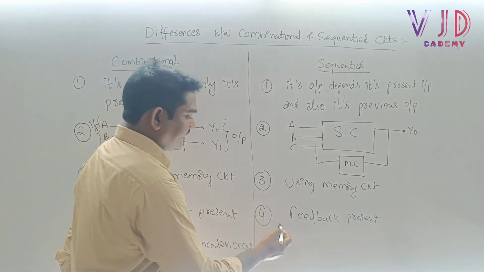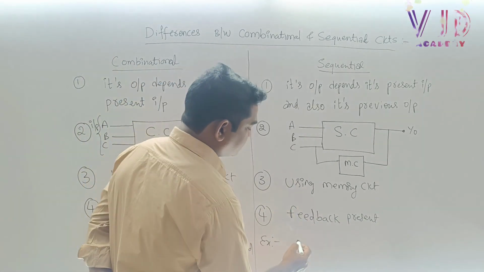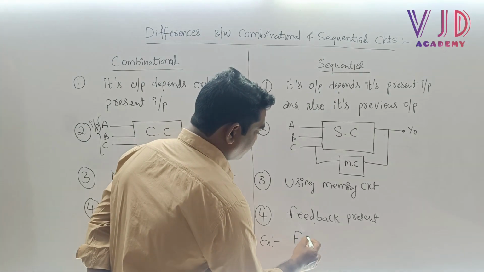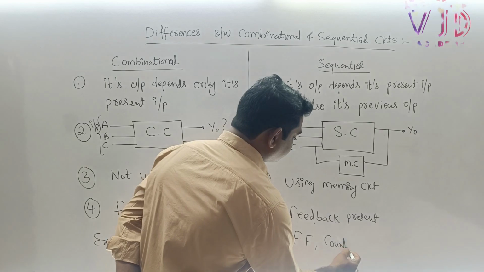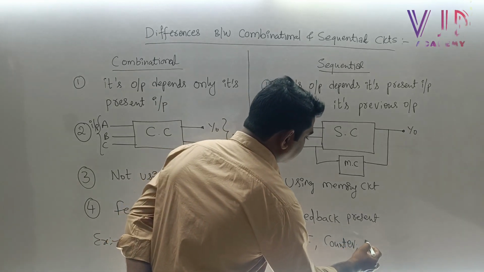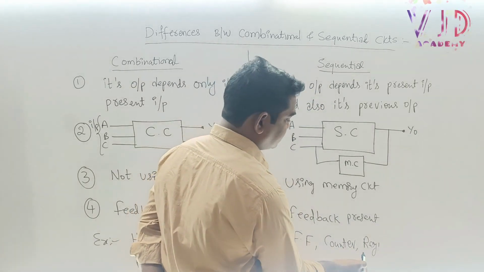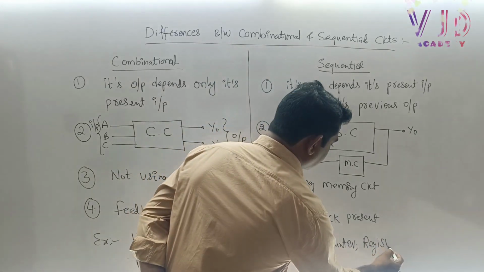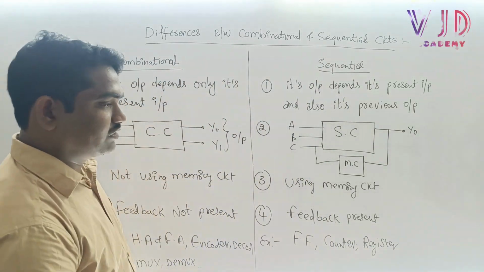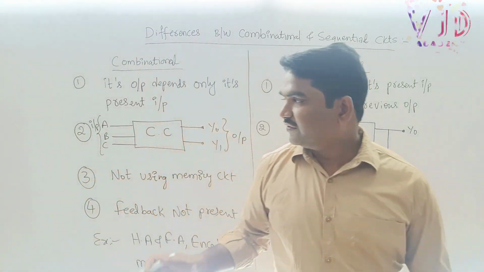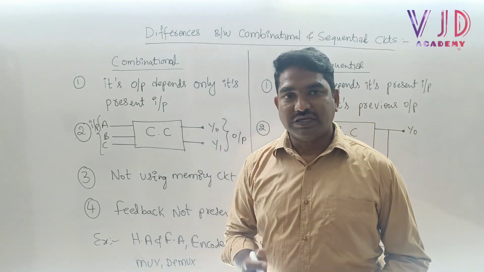Coming to the examples of sequential circuits, we have three basic types. The first one is flip-flop, the second one is counters, and the third one is registers. Not a resistor, it is a register, which is a storage element. So these are the examples of sequential circuits, and these are the basic differences between combinational circuits and sequential circuits.